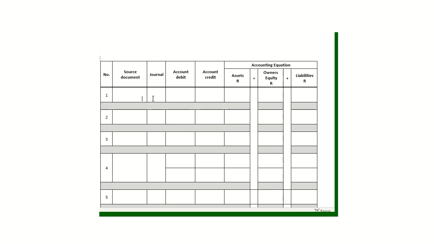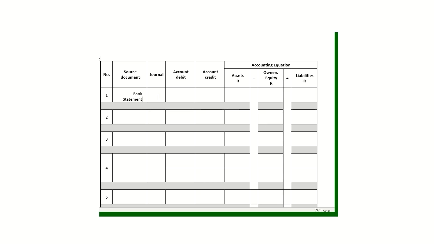Okay, so the source document is the first thing that we're looking at. The owner deposited money directly into our bank account. In other words, we did not receive the money in our store, so we could not issue a receipt, so it appeared directly on our bank statement. So the place where we will see it is when we get our bank statement. So the source document is the bank statement.